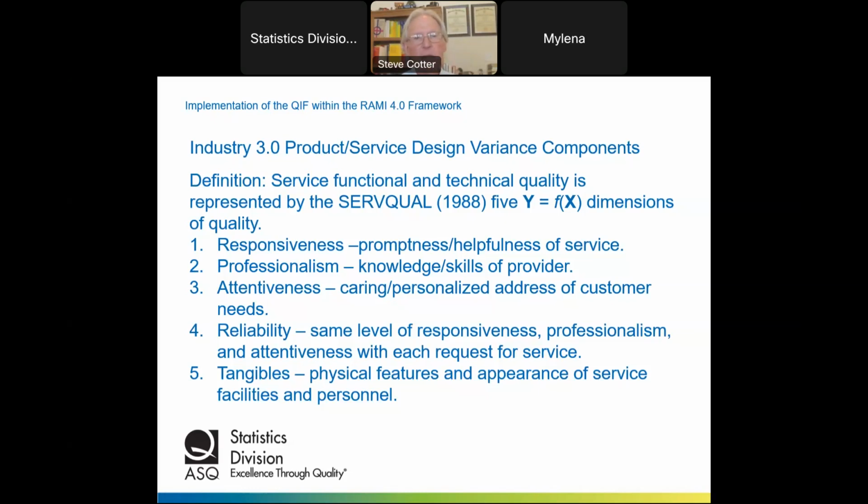Attentiveness, this is caring, personalized, addressing customer needs. Reliability, every time you return, you get the same level of responsiveness, professionalism, and attentiveness. Intangibles, this is the physical features and appearance of the service facility and personnel.